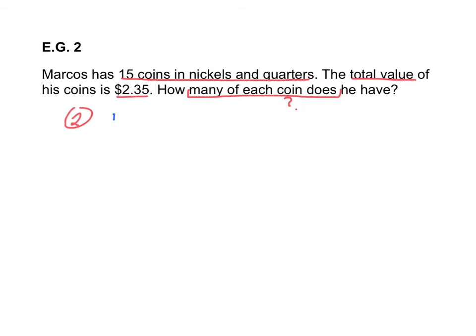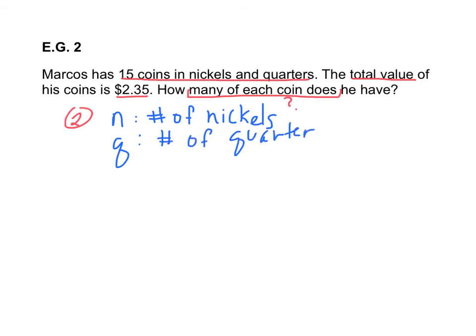We don't know N, the number of nickels that he's got. And we don't know Q, the number of quarters that he's got. Because it's right there in the question. How many of each? So that's what we don't know.